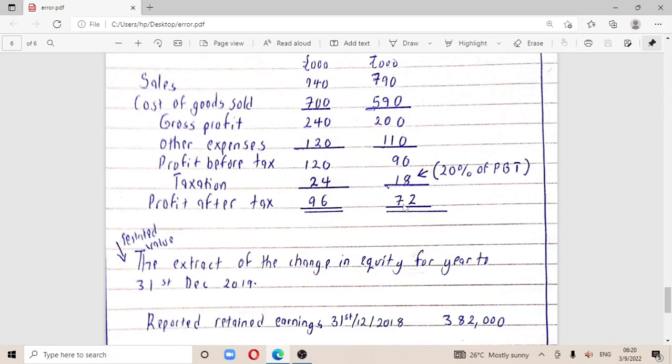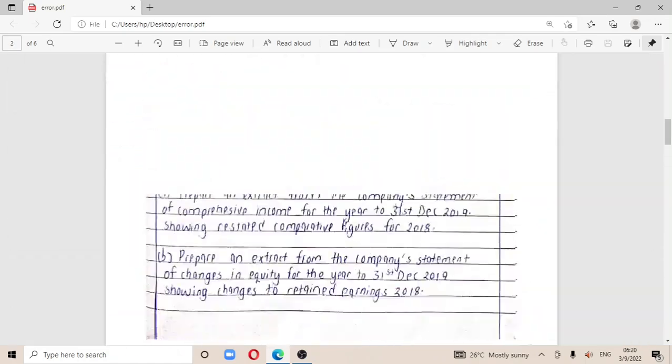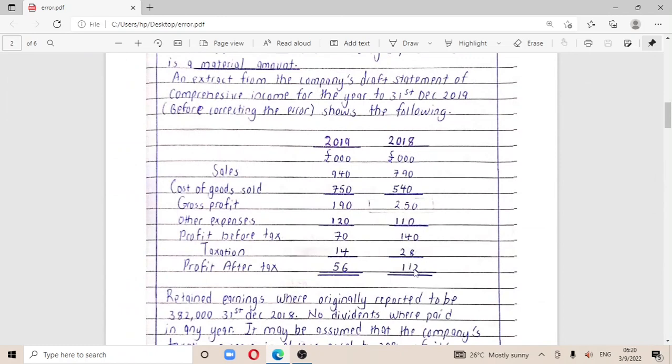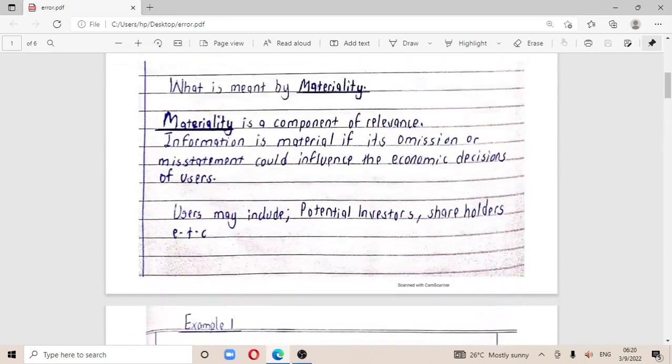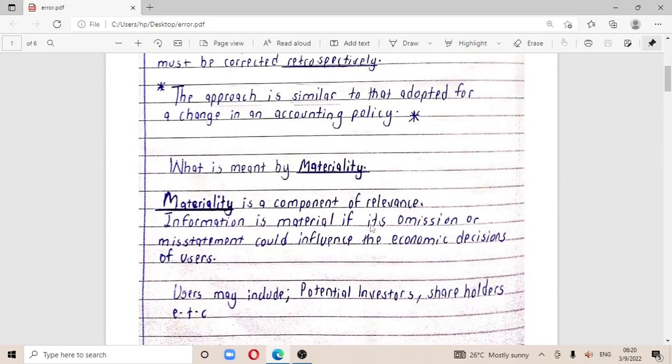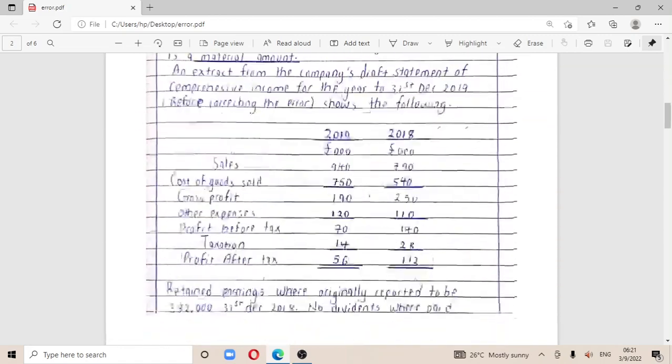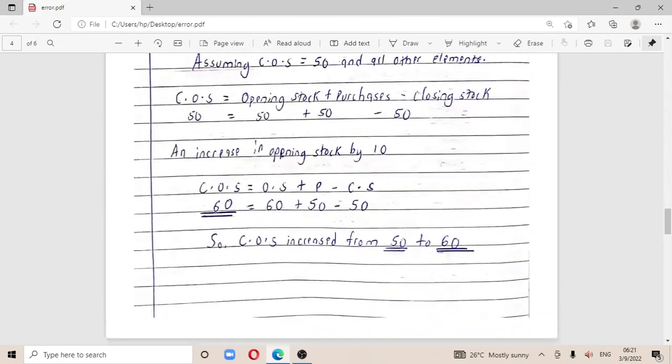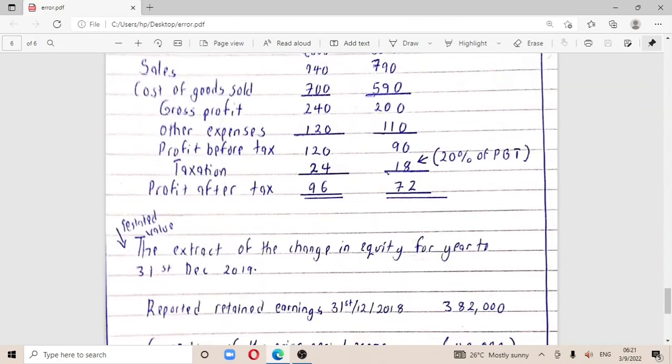So you can see that previously we had 112 and 56, so this was material. This is where the definition of material comes in: information is material if its omission or misstatement could influence the economic decisions of the user. So there was a misstatement of the figures, meaning it could influence the investor not to invest in this company, because at first it was showing that they were making a loss, and now it shows that there is at least a profit in 2019.